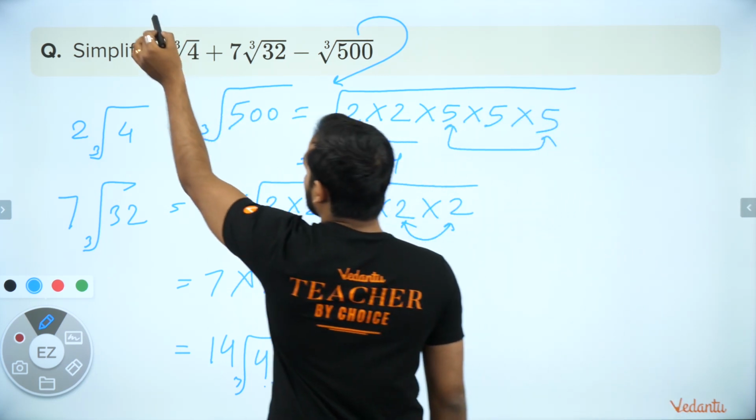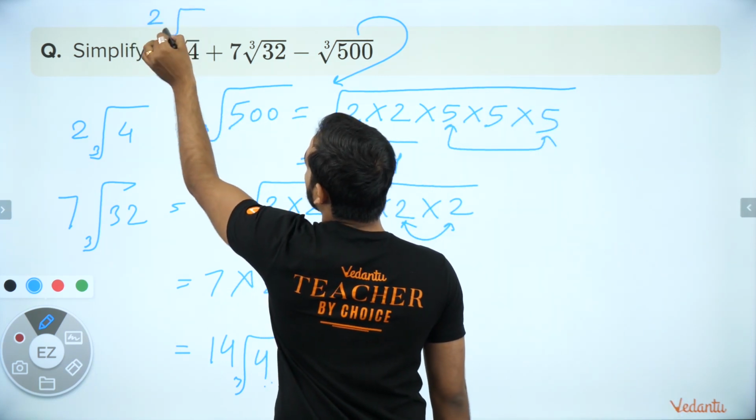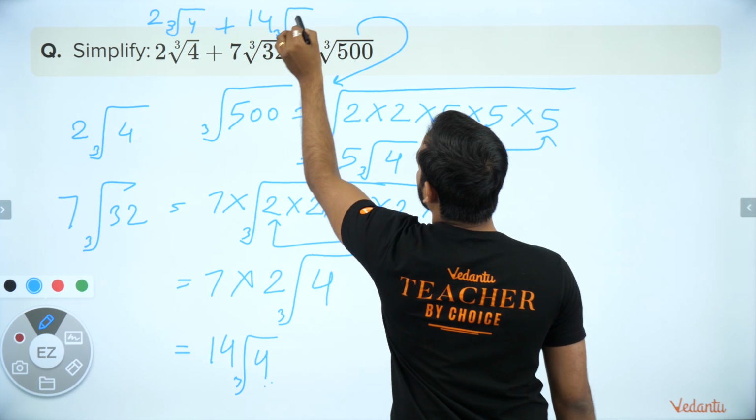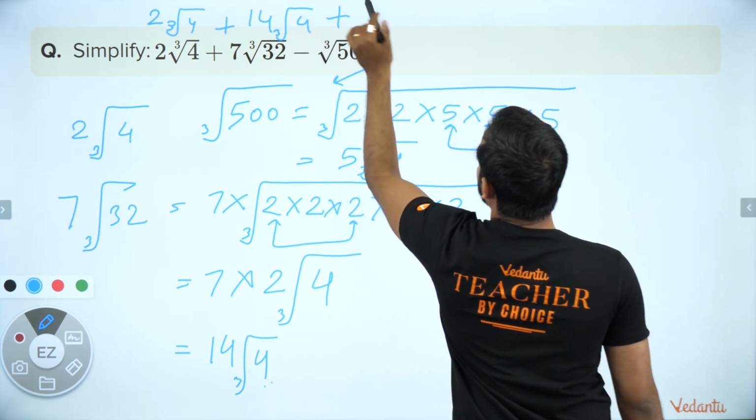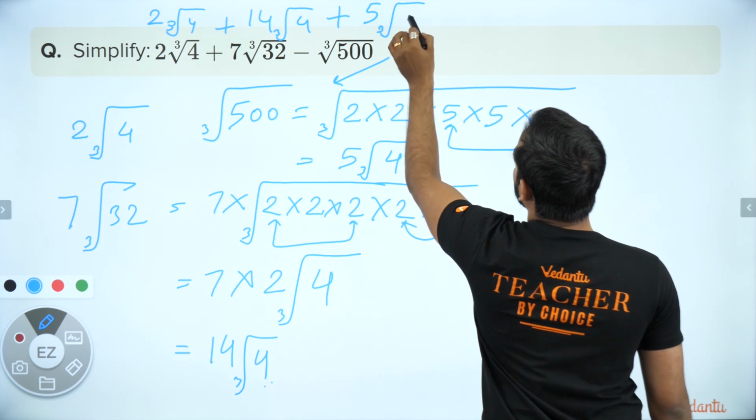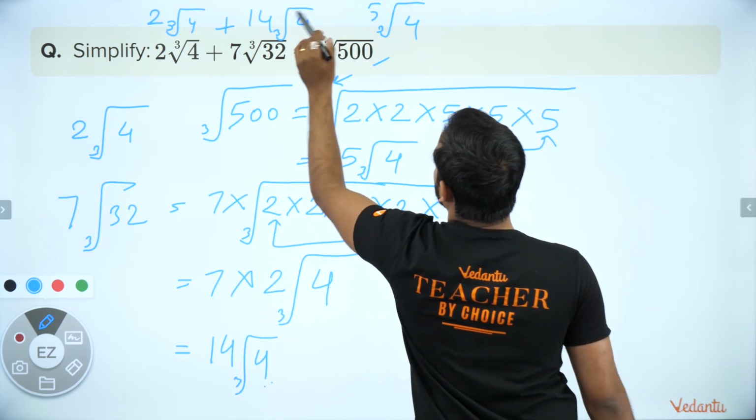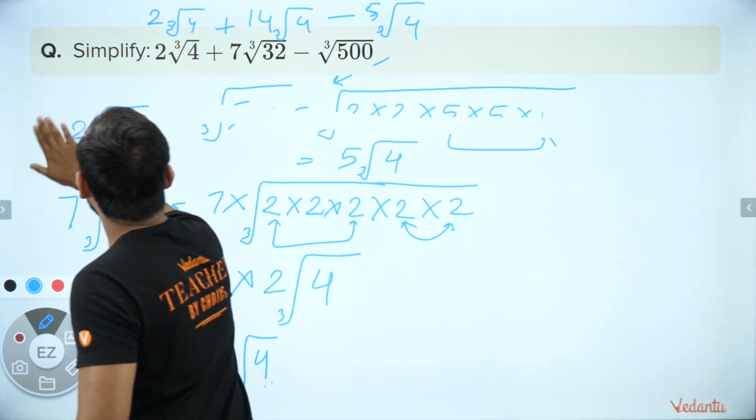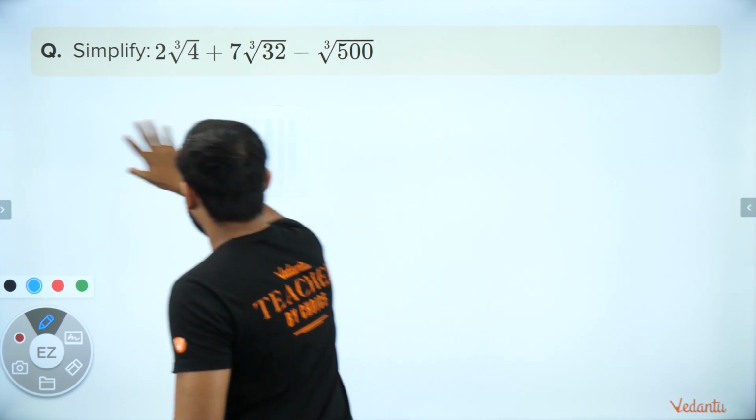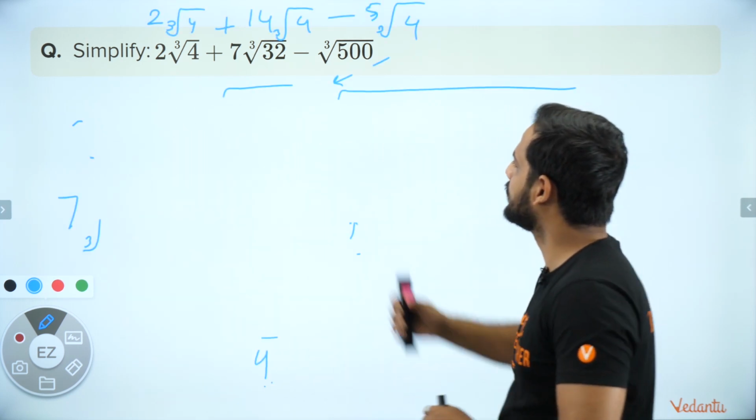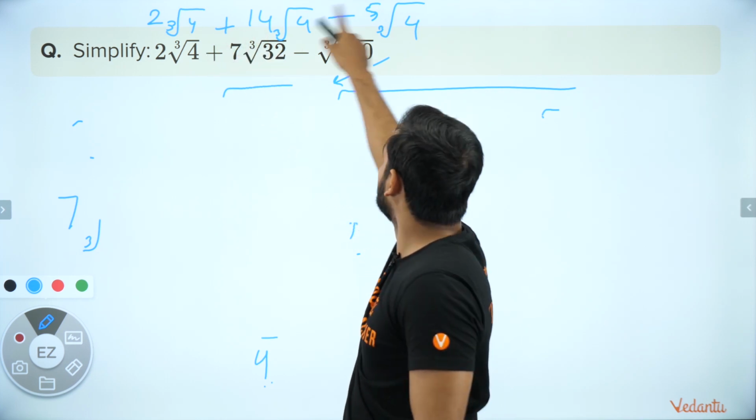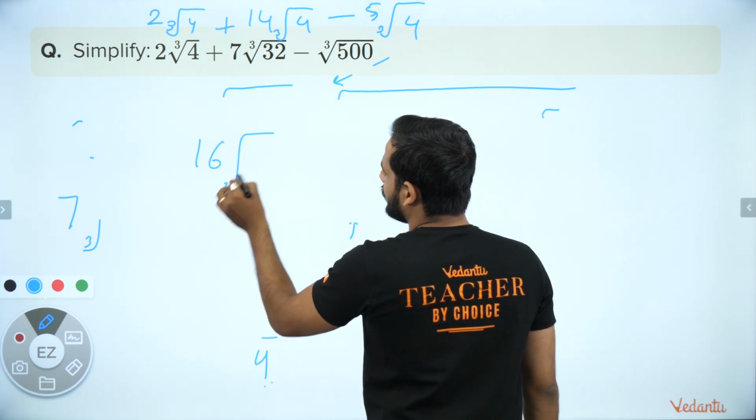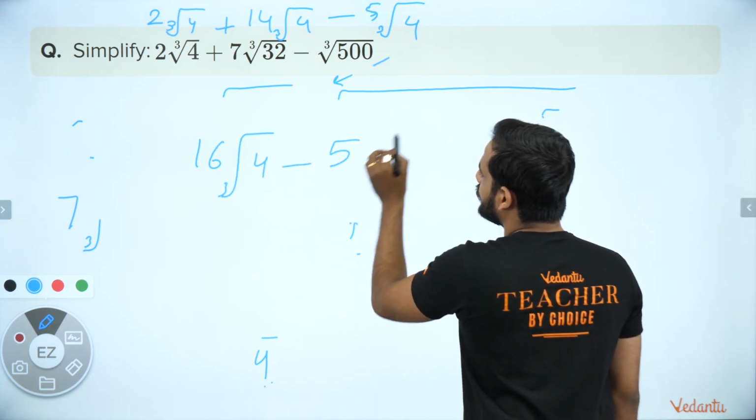Now let us place the values. So this became 2 cube root of 4 plus 14 cube root of 4 plus 5 cube root of 4. Not plus here, sorry, here it is minus 5 cube root of 4. So do it quickly. 2 plus 14 will become 16. So 16 cube root of 4 minus 5 cube root of 4. So 16 minus 5 cube root of 4.